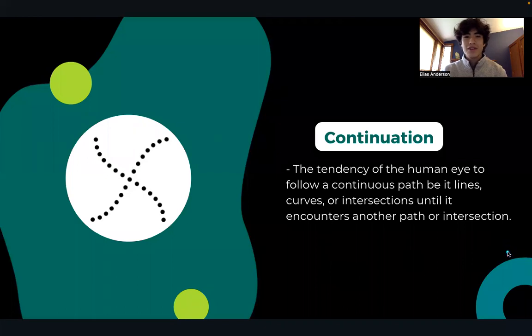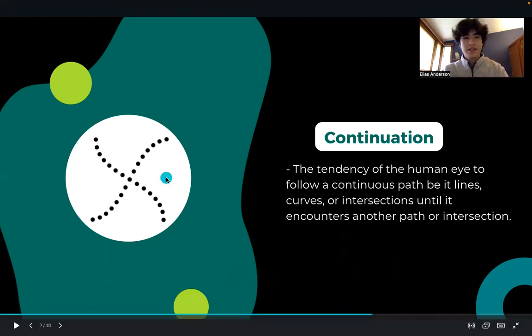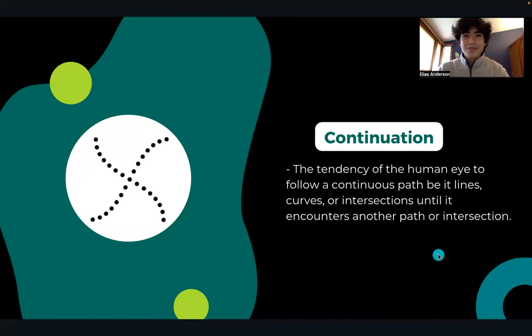Next, my second favorite concept of Gestalt psychology is continuation. This is the tendency of the human eye to follow the continuous path, be it lines or curves or intersections, until it encounters another path or another intersection. And this is an example of a cross. I'll explain more about it on the next slide.